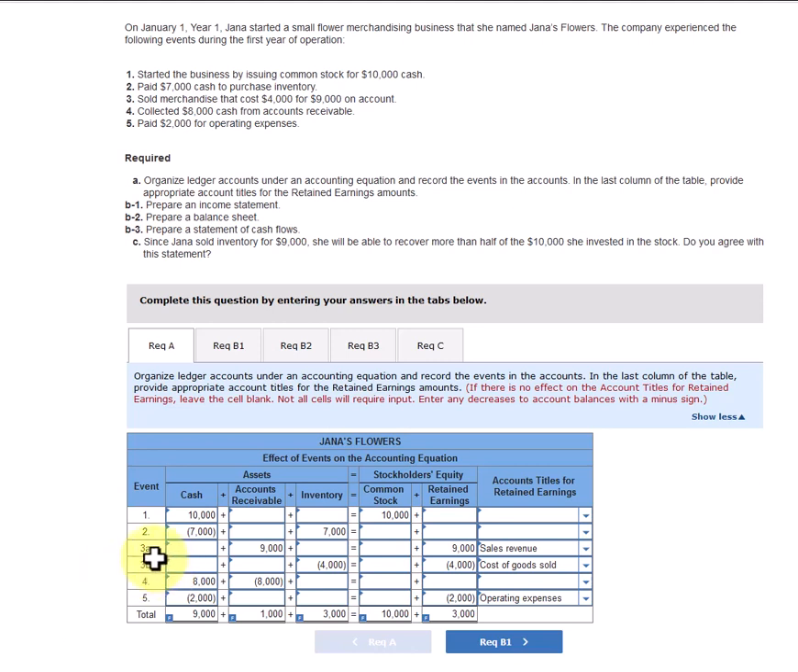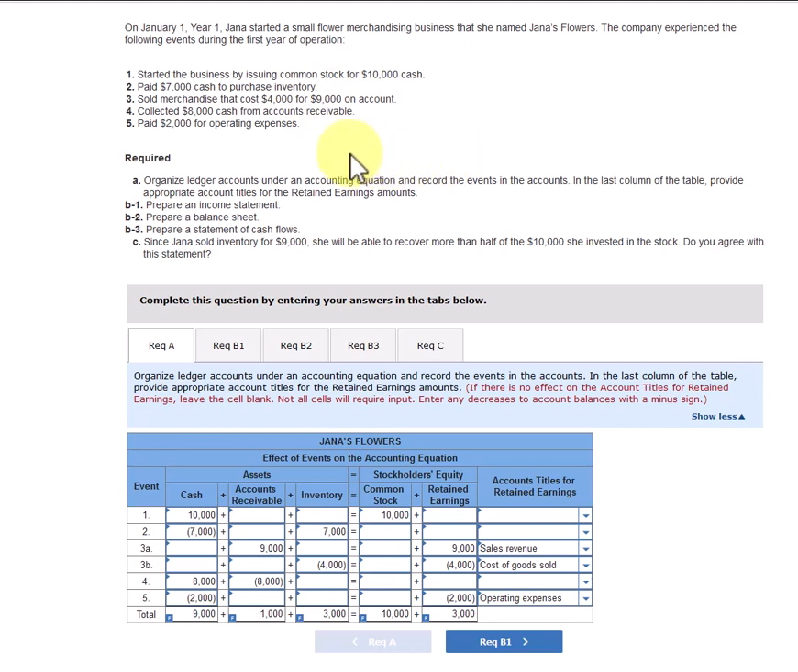Okay? So the first piece of this transaction is recording the sales piece. Now they tell us that it was made on account. When you see something that says on account, that is a red flag that it is an accounts receivable. So we are going to increase accounts receivable for $9,000, and we are going to increase retained earnings for $9,000. And the account title here is sales revenue. And again, that is based on the selling price of the merchandise.